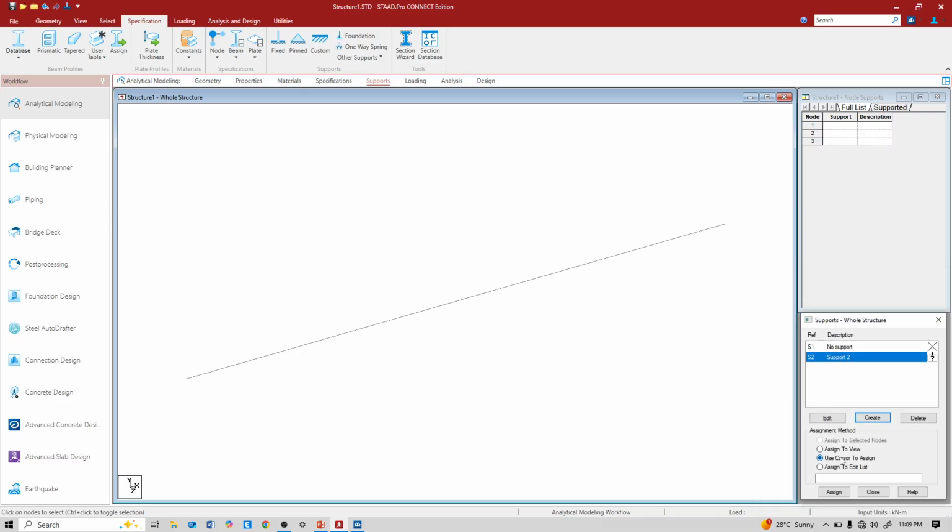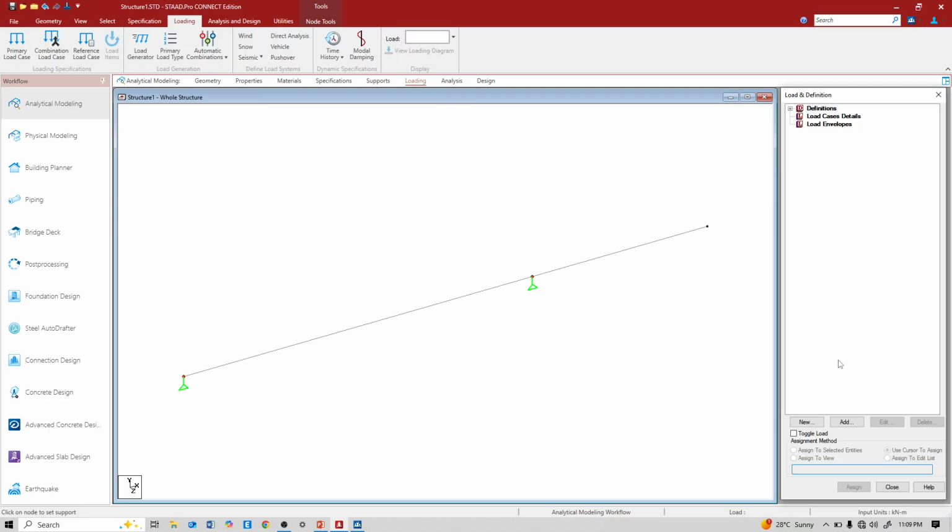Select, use cursor to assign, shift and N, shift K. Why is it not seen? For node seen purpose, shift K, yes. When we put shift K, then node comes and node goes. Shift K, see node goes away. Shift K, node comes.